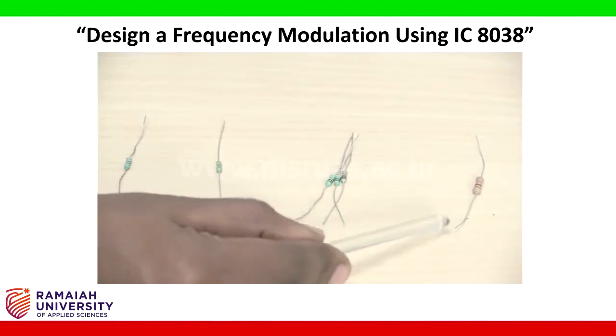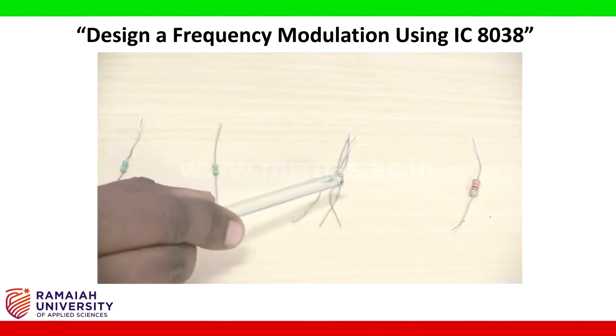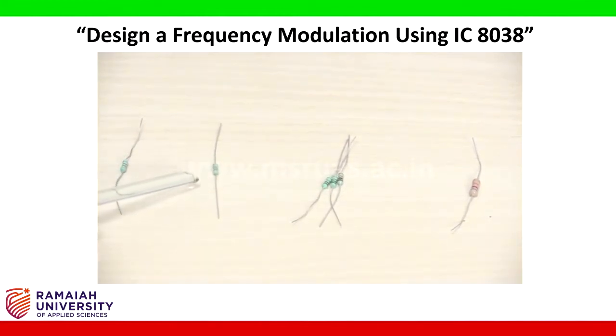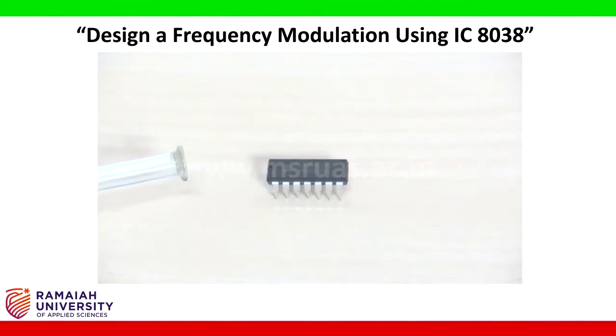Resistors. This is an 82 kilo ohm resistor. These are 10 kilo ohm resistors. This is a 22 kilo ohm resistor. This is a 4.7 kilo ohm resistor. And IC 8038, it has 14 pins.